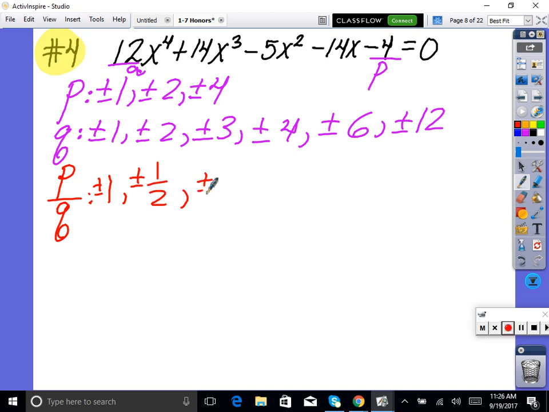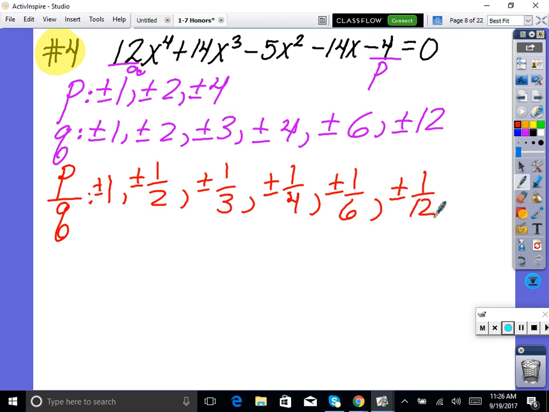Now 1/3. Now 1/4. Now 1/6. And 1/12. We've done that, P divided by all the Q's.